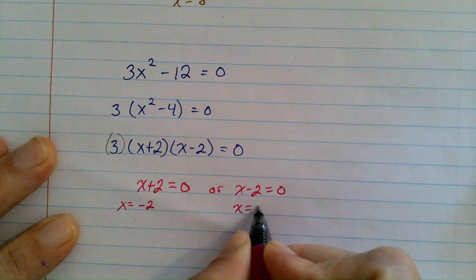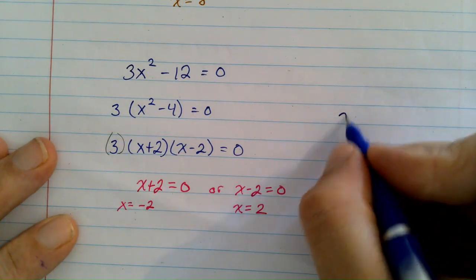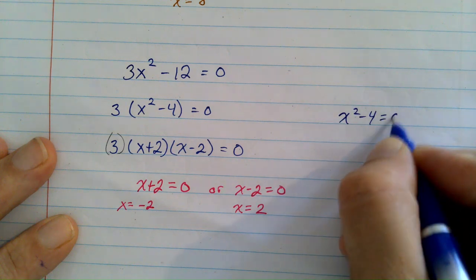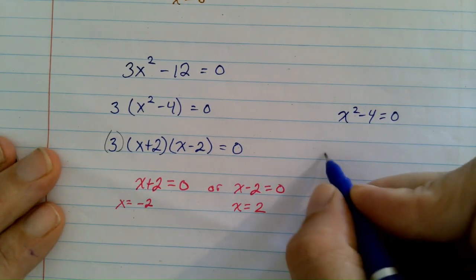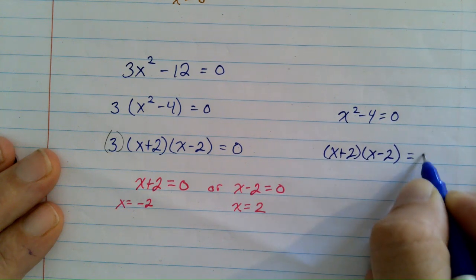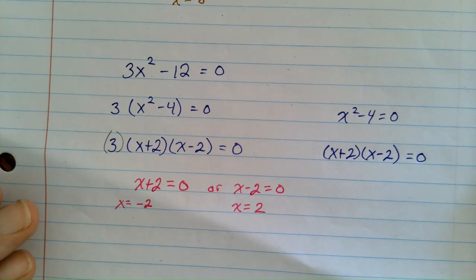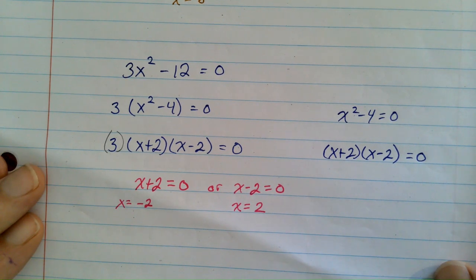or positive 2. Now, could I have divided both sides by 3 and just had x squared minus 4 equals 0? Absolutely. And then I would have gotten the same 2 answers. If your exponent is 2, you're trying to get 2 answers. That's a big, big, big thing.